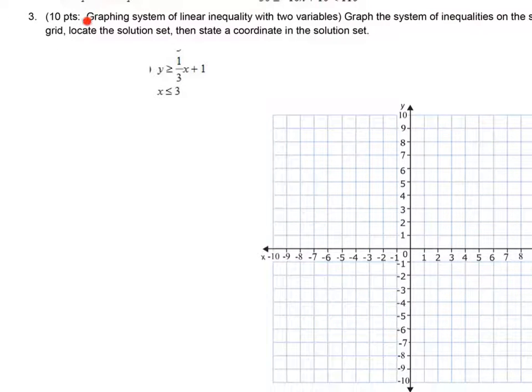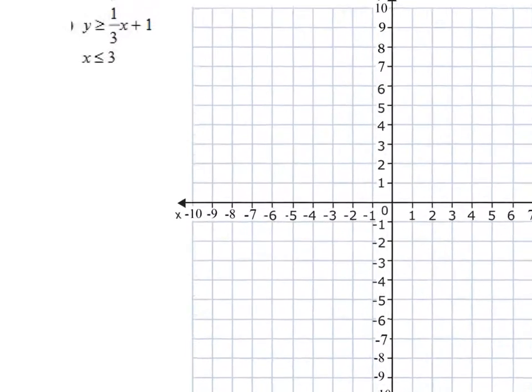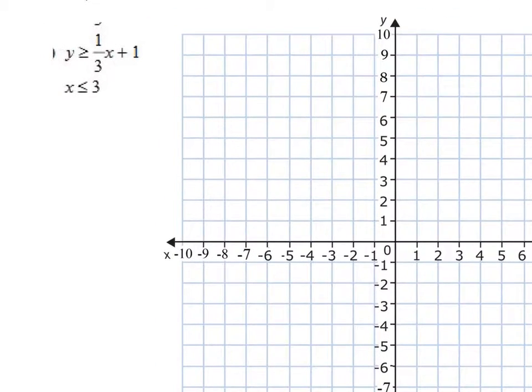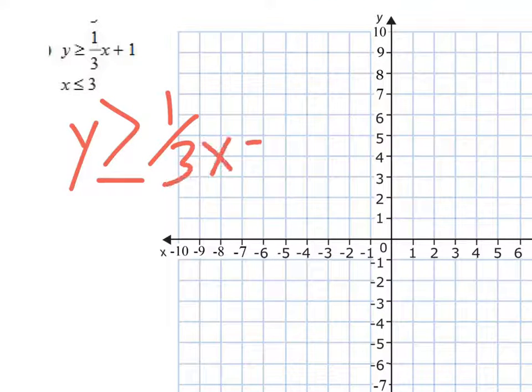All right, let's do one more where we're graphing a system of linear inequalities with two variables. All right, so here are the problems, and I can see that it says y is greater than 1/3 x plus 1, and so I'm going to write that one more time. So y is greater than 1/3 x plus 1. I can see that 1, of course, is our y-intercept. So we'll start right there. Our slope is 1/3 x.